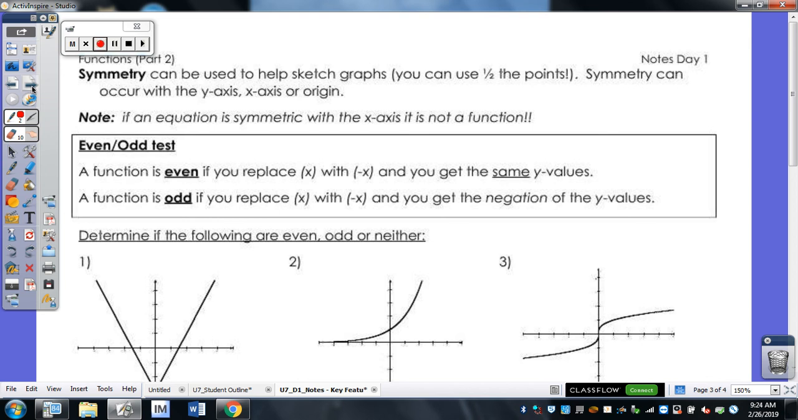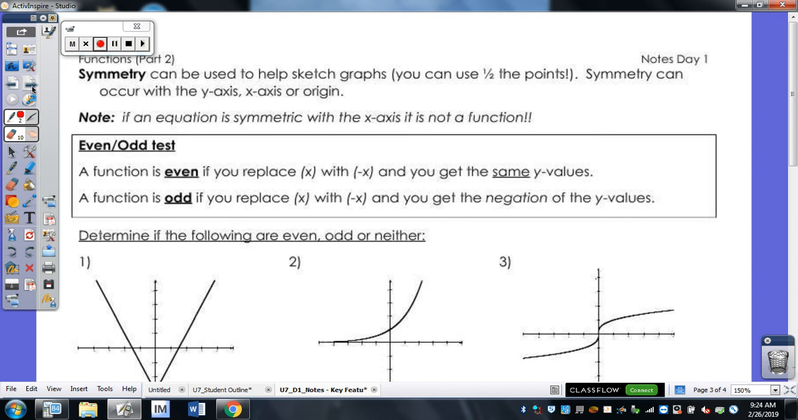So symmetry, the fact that it's an even function, so it's symmetric over the y, and the fact that it's an odd function, so it's symmetric through the origin, that can help you figure out sketches of graphs if you need to do them. So if you have half the points and you know it's symmetric, you can just draw your other half based on whatever it's symmetric over.